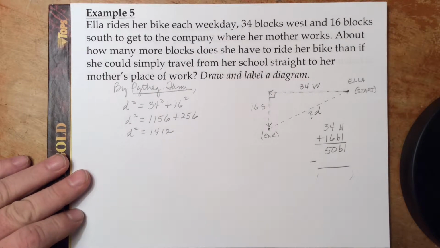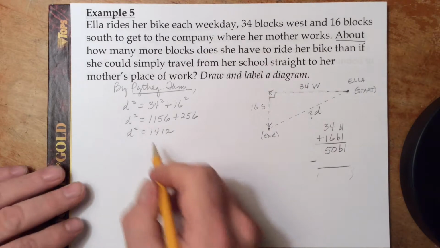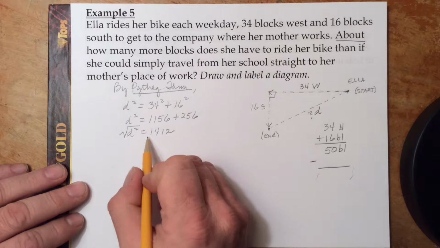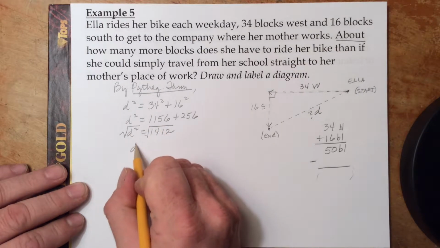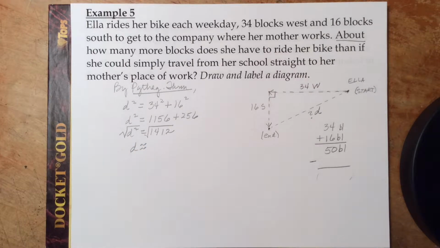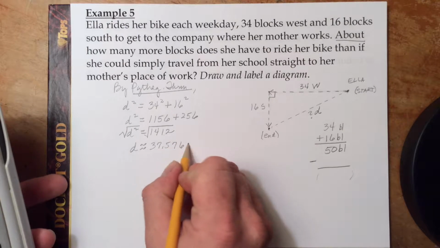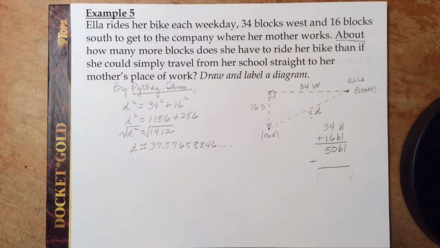Now, they didn't say specifically to approximate, but they did say about how many more blocks. So we're going to approximate here. To get rid of the square, we need to take the square root, but we need to do it on both sides to balance the equation. So the square root of d squared is d. And then when we take our calculator and put in the square root of 1,412, you get about 37.576588846 and so forth. It's an irrational number, goes on forever.